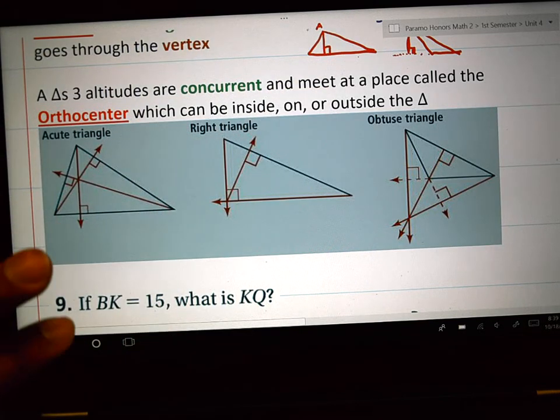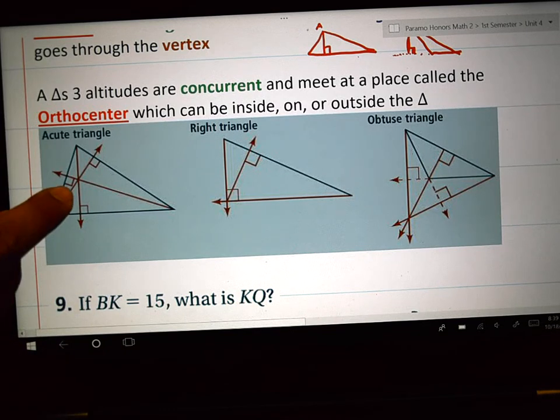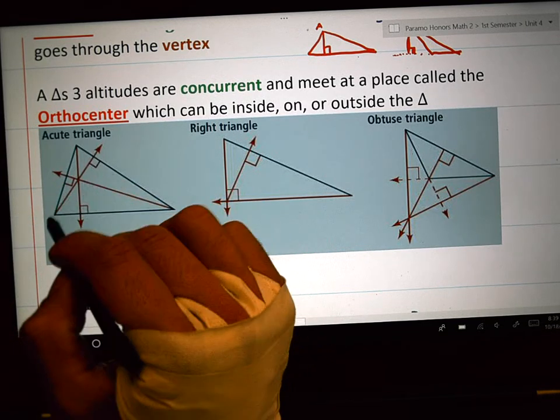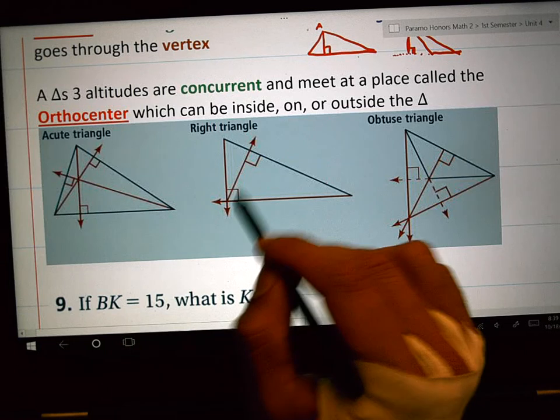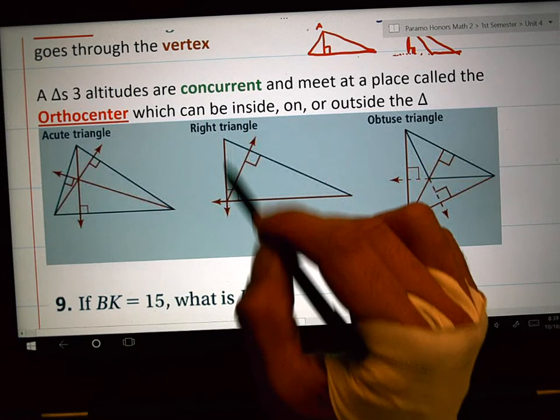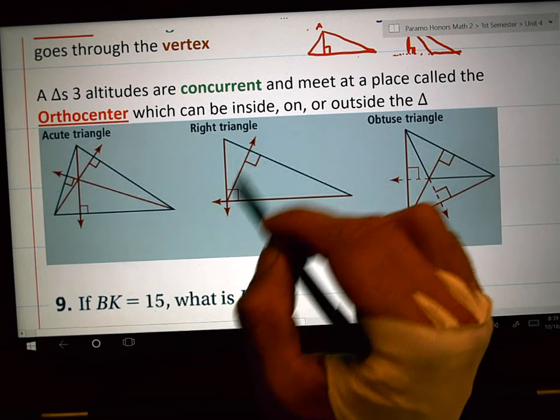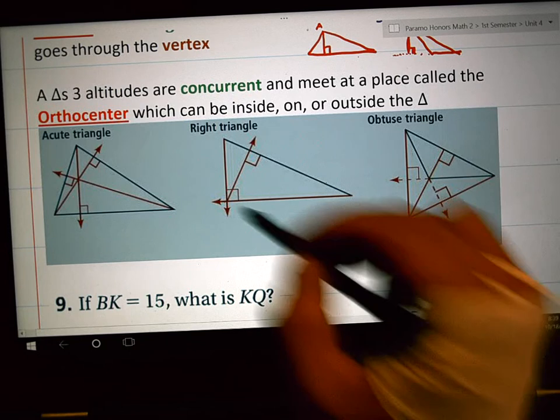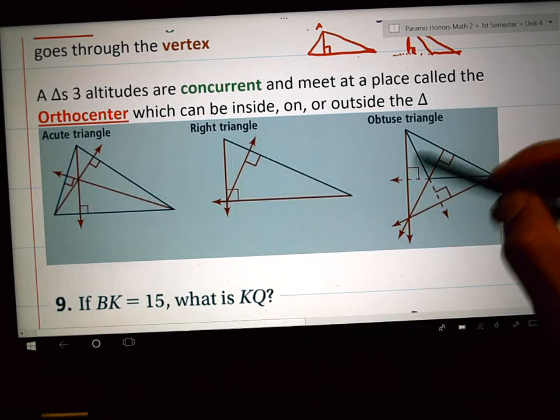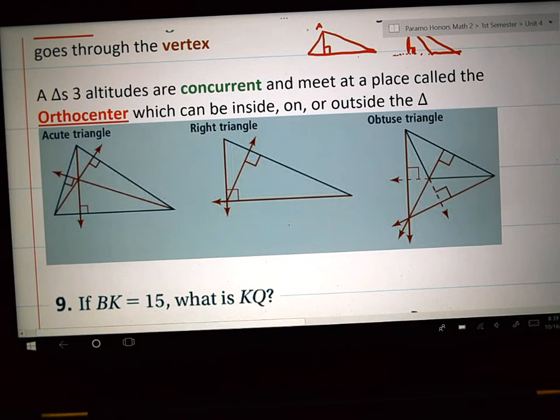It's just a place where the 3 altitudes intersect. That's an orthocenter. That's an altitude. That's an altitude. That's an altitude. Sometimes the altitude's on the edge of the triangle, and sometimes your orthocenter is on the triangle. Sometimes your orthocenter is outside of the triangle.